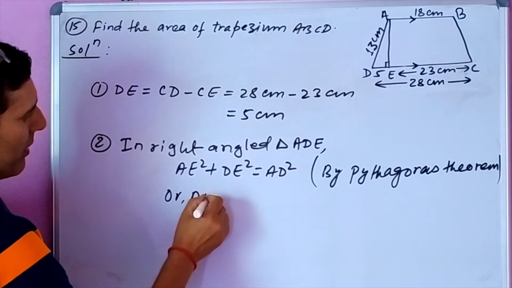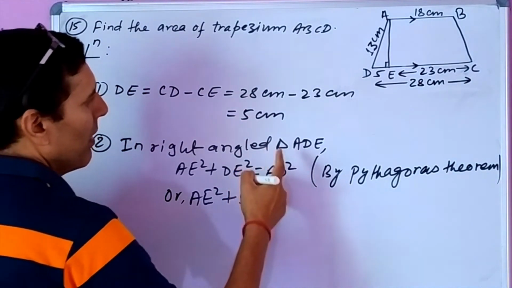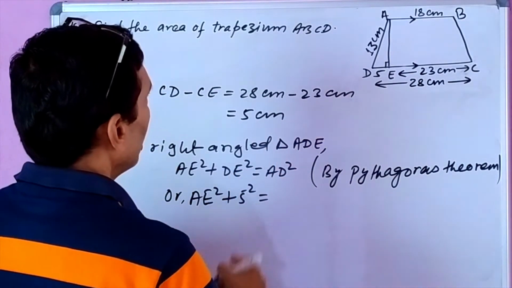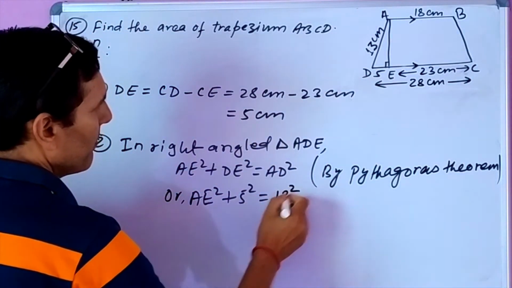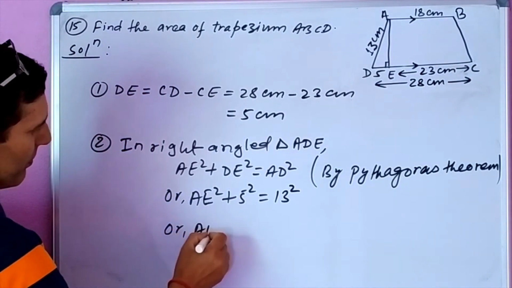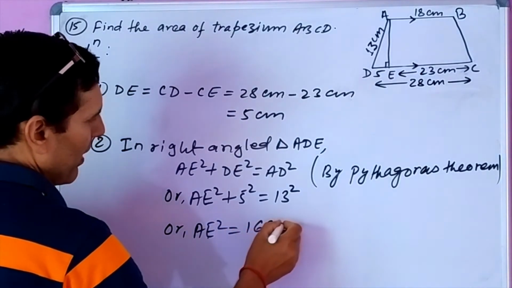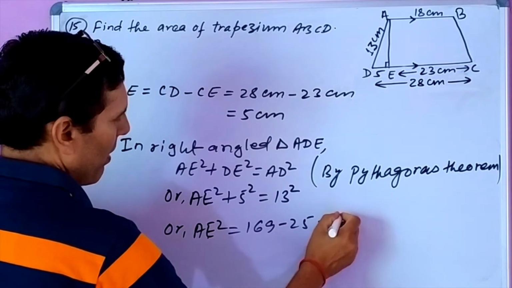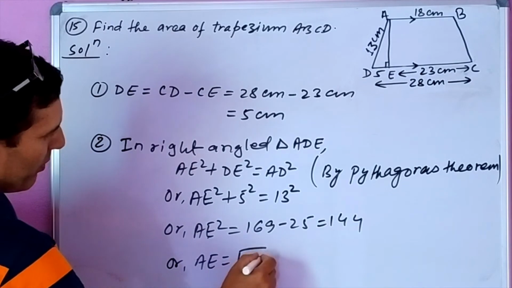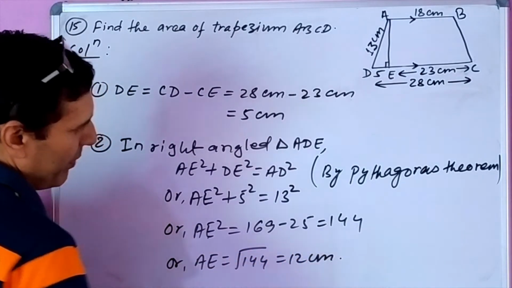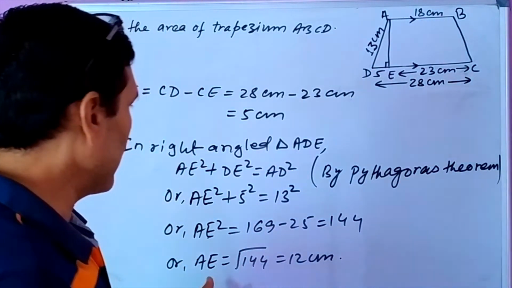So AE square plus DE square, DE is 5, 5 square, and AD we have 13 square. So it is 169 minus 25, it gives 144. Or AE is equal to under root 144, which is 12 centimeter. Now the height of the trapezium AE we obtained here is 12 centimeter.